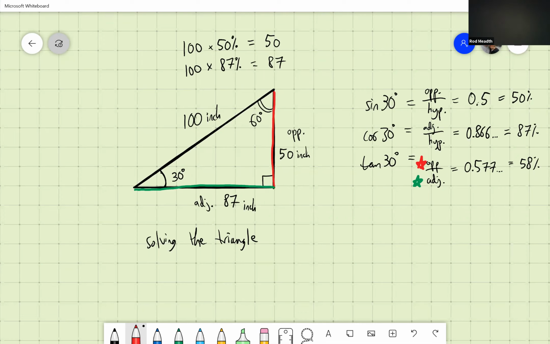Now we could show that like this: 50 over 87, that's the ratio I'm talking about. And if we actually calculate that out, 50 over 87, we get to 2 significant figures 0.57. In other words, that's the same number. It's supposed to be the same number. If I'd preserved more accuracy along the way, it would have been more precision. But there it is. That's the ratio between those two sides.